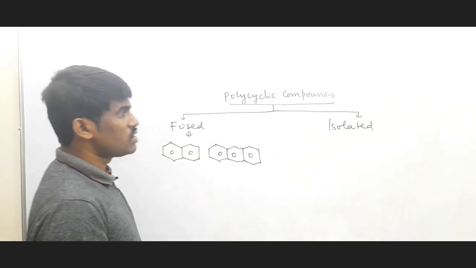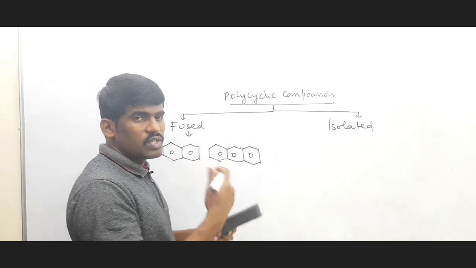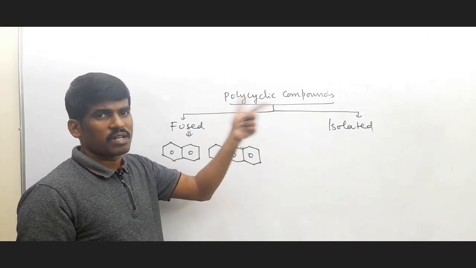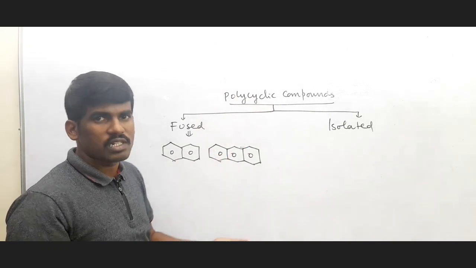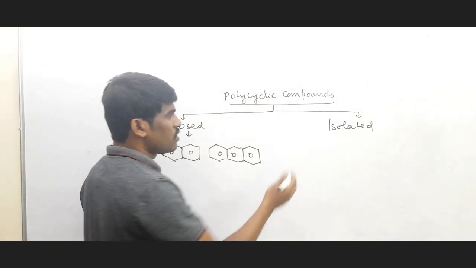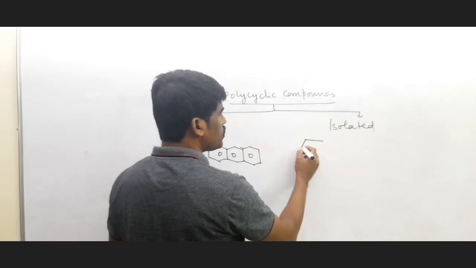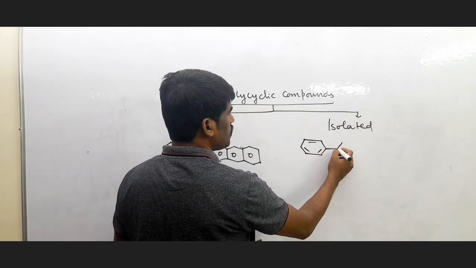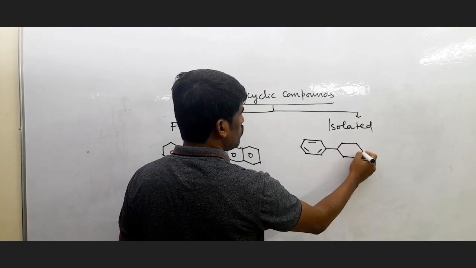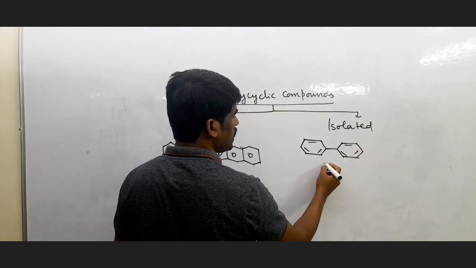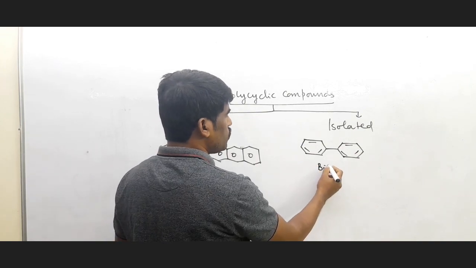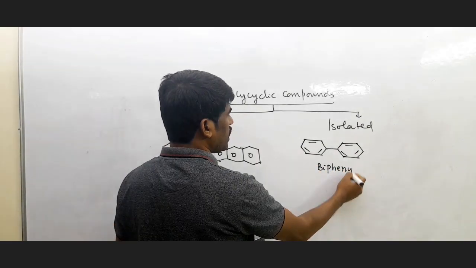When it comes to isolated polycyclic, poly means many. Many cyclic systems or many ring systems must be present. Isolated in the sense that separate benzene rings should be there. Like this, two benzene rings are there. If three are there, that is also isolated polycyclic. If two are there, it is said to be biphenyl.